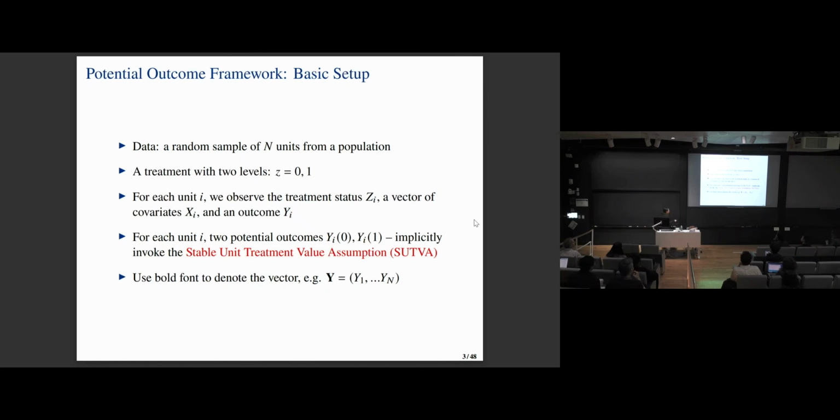And then the potential outcomes: for each unit, there are two potential outcomes, Y1 and Y0. Of course, when I say each unit has two potential outcomes, I already implicitly assume the so-called stable unit treatment value assumption. Basically, there's no interference and also no different versions of a treatment. Those are all pretty standard. And then from now on, I will use bold to denote the vector of those, like this variable to denote the whole data of the sample. Okay, this is all standard.